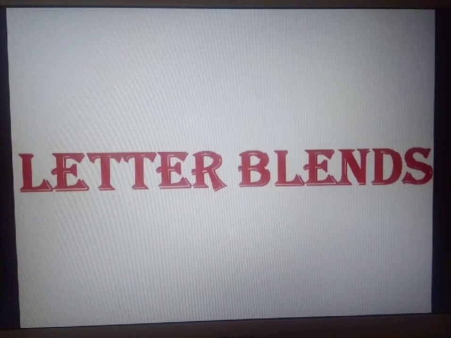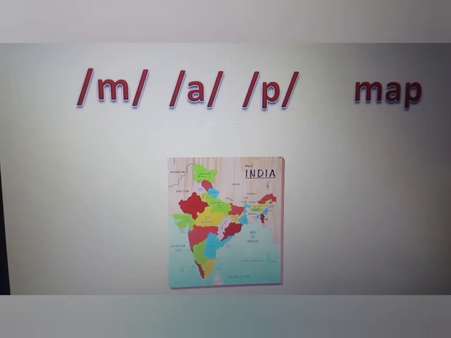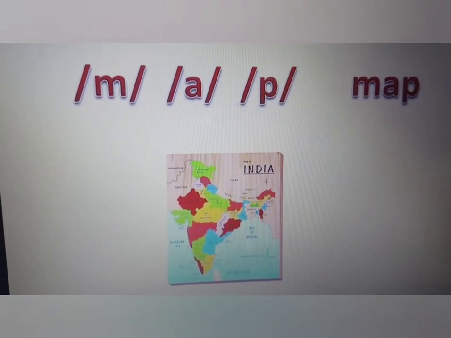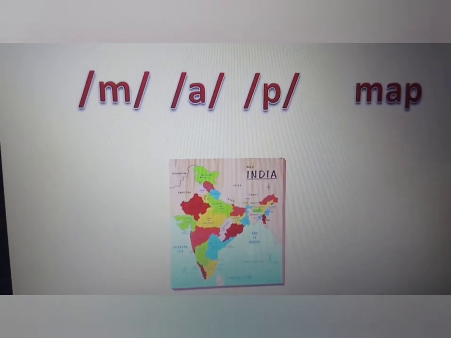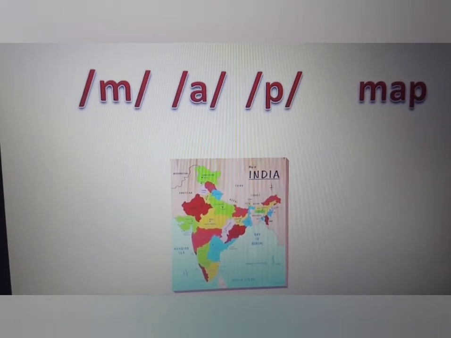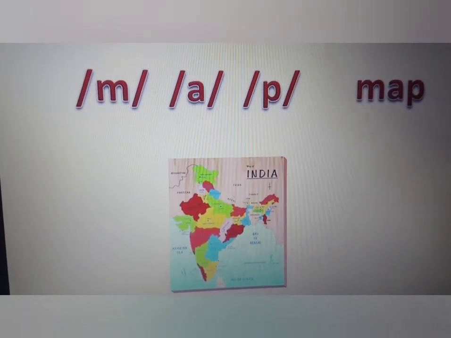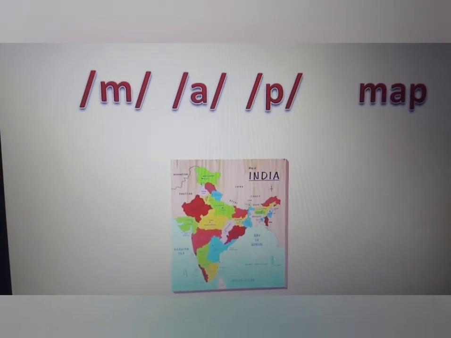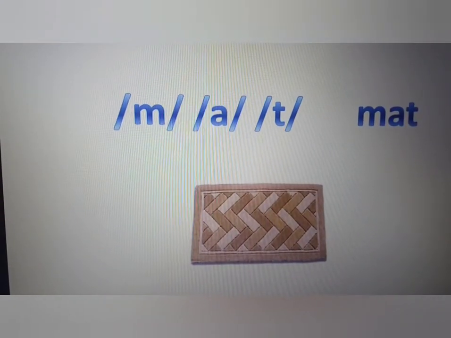Today we will learn about letter blends. Let's see more word blends. See here, the sound of M is M, the sound of A is A, the sound of P is P. So what is the word? Apple, map, map. See, next one.